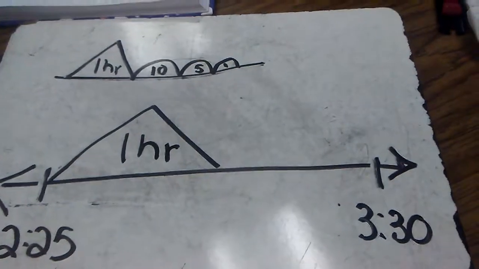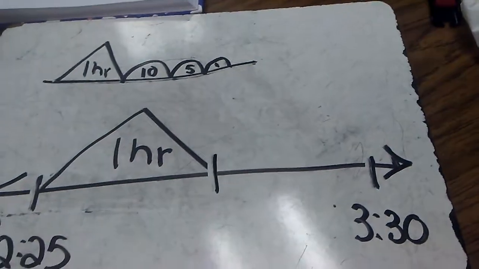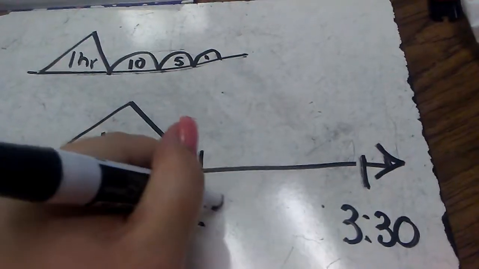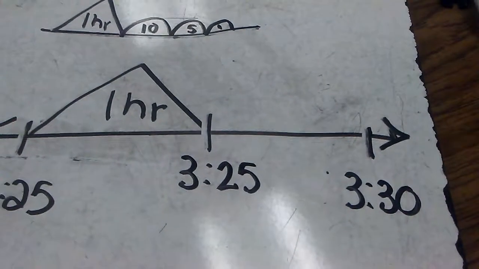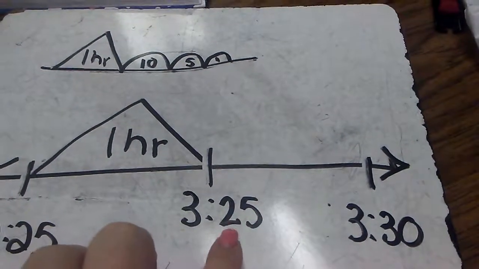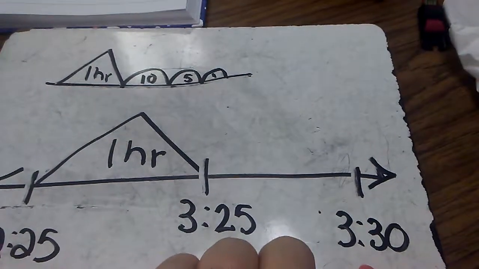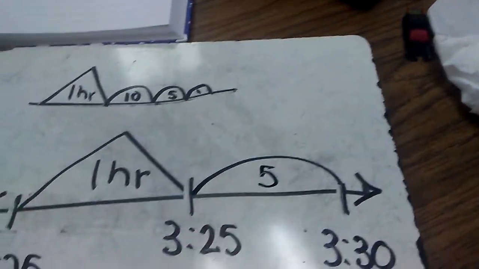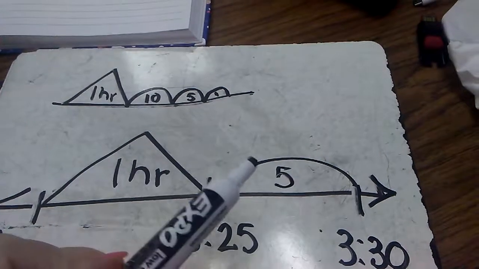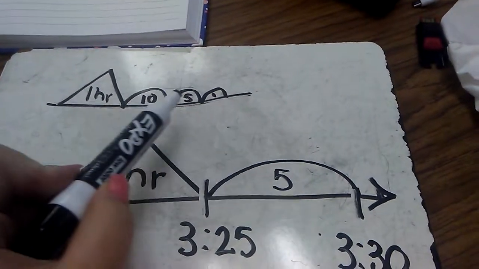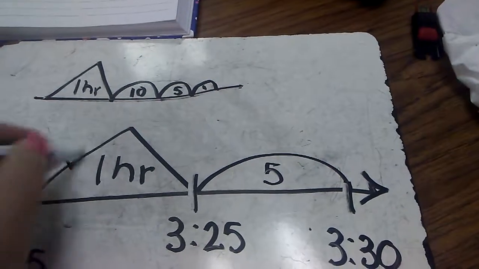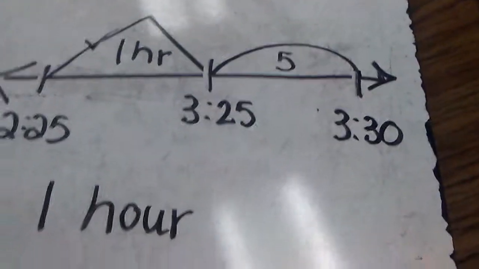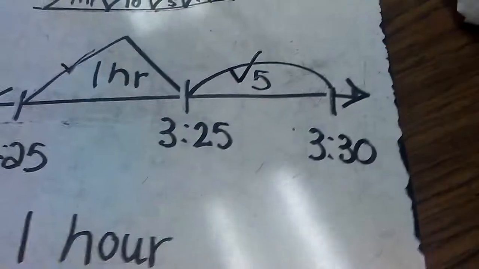And I always label the jumps that I take just so I can keep track of my time. So I know 1 hour after 2:25 will be 3:25. So now I need to figure out what kind of jump I can do from 3:25 to 3:30. And that'll be a 5-minute jump. And I simply just count the time that I've done. I start with my biggest time and I go to my smallest time. So 1 hour, and then 5 minutes.